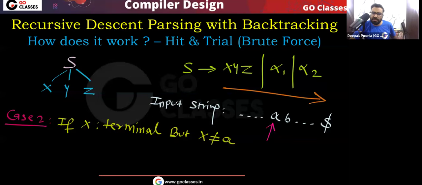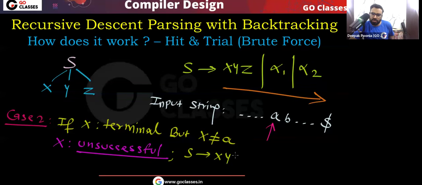In this case, what will happen? Use your intuition. This x is a terminal, for example this can be b, so this is not equal to a. Then I will say this x has failed, x is unsuccessful, and we cross it. If this x is unsuccessful, it means this whole production S going to XYZ has also failed, it is also unsuccessful.